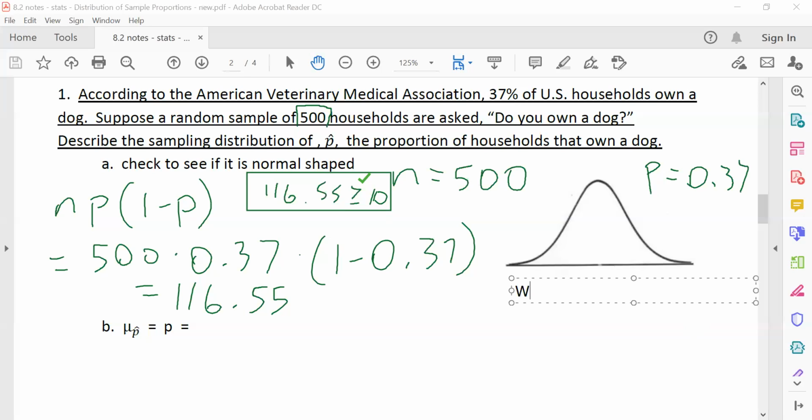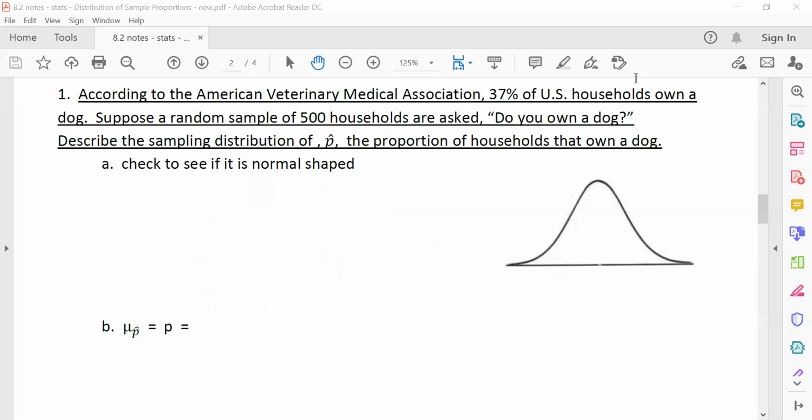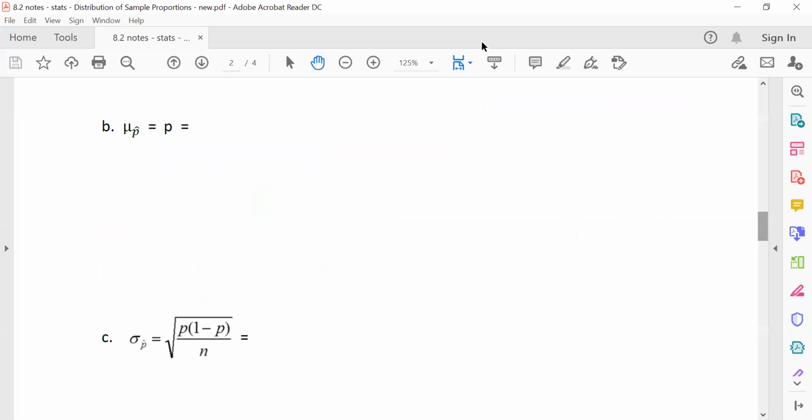So basically, we can assume the sampling distribution of the sample proportion will be normal. It's going to be normal with a mean the same as the population mean of 0.37. I don't even have to think about that. 0.37 was the population proportion. So the mean of the sample proportions will be 0.37. That's what I'm going to use when I do normal distribution computations here shortly.